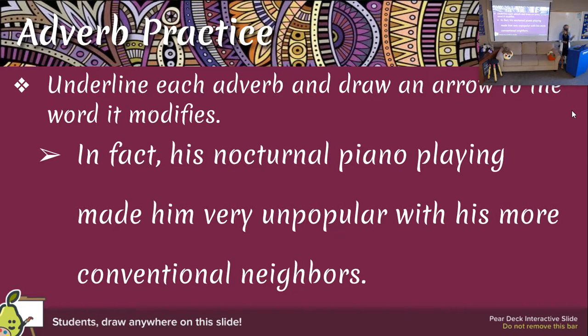But there are the other two in the sentence that we have learned the rule for. One of them is very. It's telling us to what extent he's unpopular. So it's answering one of those adverb questions, to what extent, and it's modifying an adjective. And then the second one is more. It's telling us to what extent his neighbors are conventional, and conventional is an adjective. So remember, adverbs can modify adjectives too. So more would be another adverb.